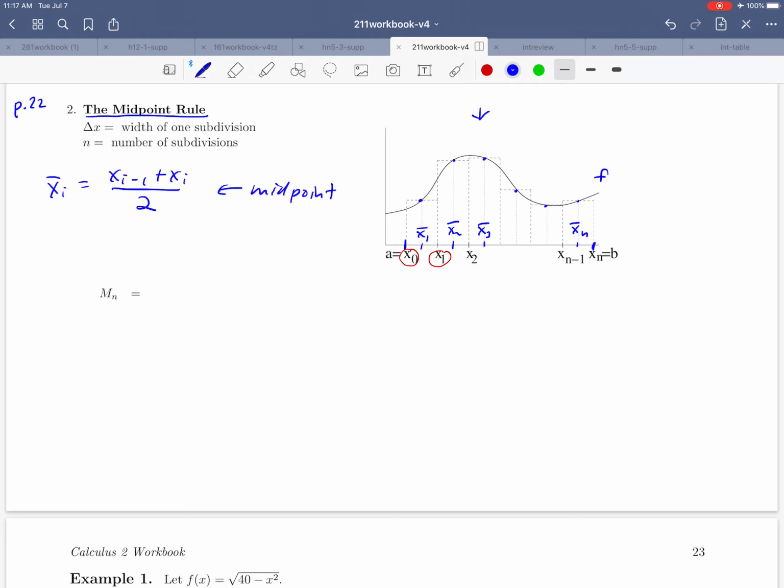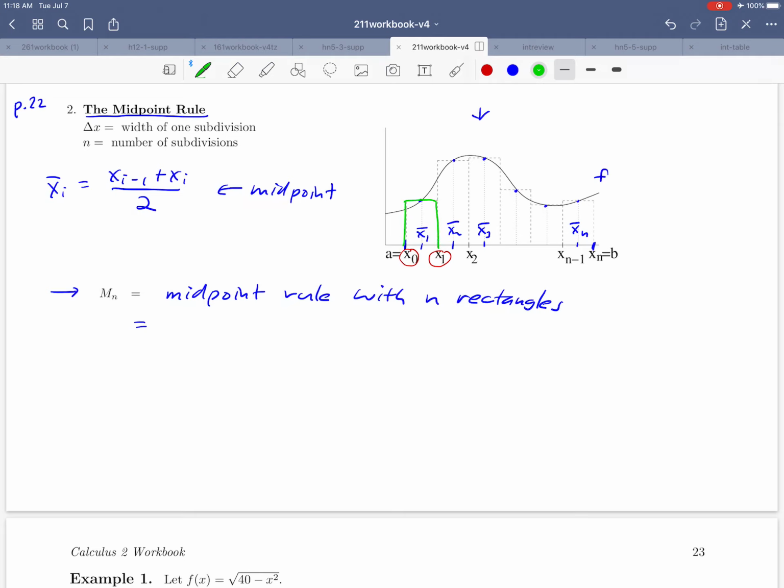And what we'd like to do now is to write down a formula for Mn. In words, what that represents is the midpoint rule with n rectangles. It's also a way of estimating area underneath a curve. How would we measure the areas of those rectangles? Well, let's start with the first one here.